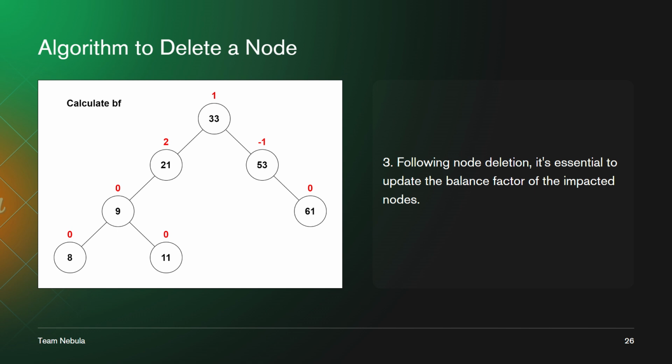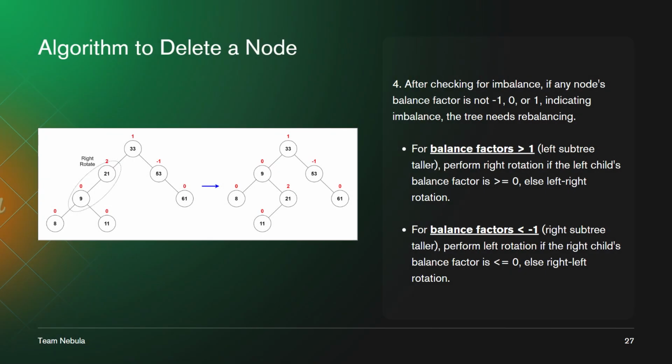So, after deleting the node, you need to update the balance factor of the affected nodes of the tree. If the balance factor of any node is not -1, 0 or 1, indicating an imbalance, you need to rebalance the tree. If the balance factor of the current node is greater than 1, it means the left subtree is taller. If the balance factor of the left child is greater than or equal to 0, you perform a right rotation. Otherwise, you perform a left-right rotation.